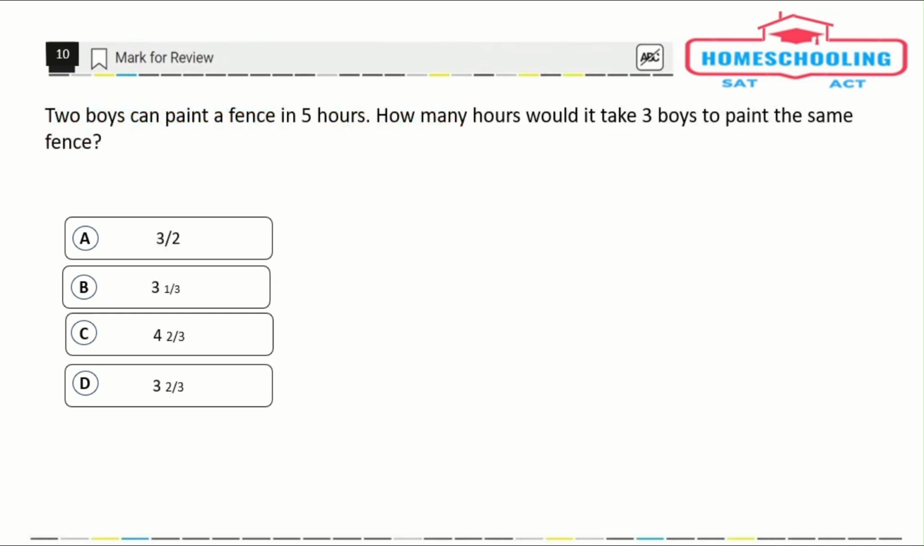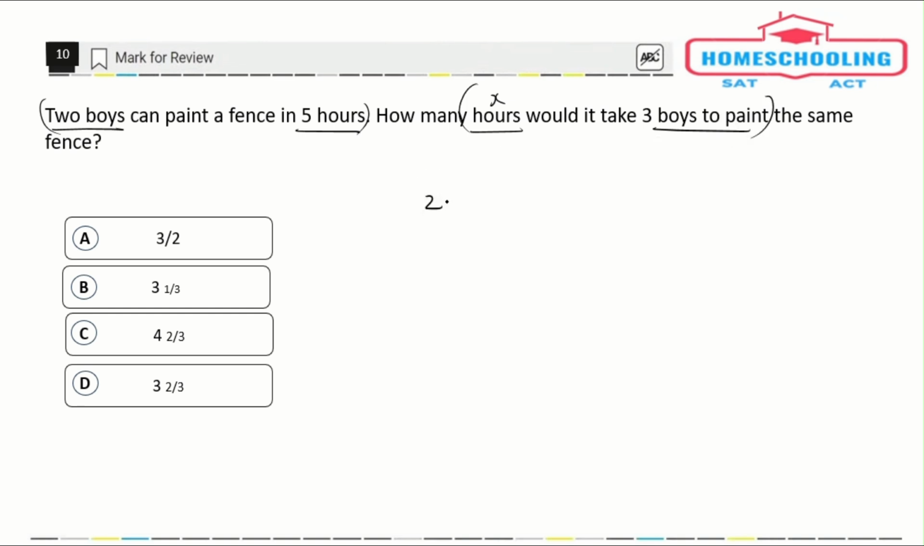Now moving to the next question. Similarly, the question says that two boys can paint a fence in 5 hours. So how many hours, let's take it as X, will it take three boys to paint the same fence? As we can see, it is a time and work problem, so it is an inverse proportional problem. So what we're going to do here is, instead of division, we will multiply these two and these two.